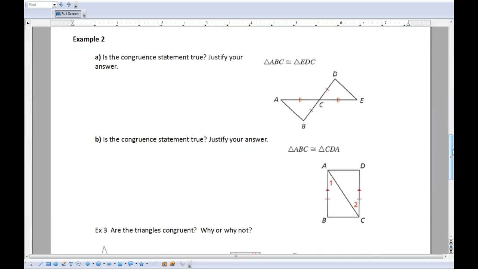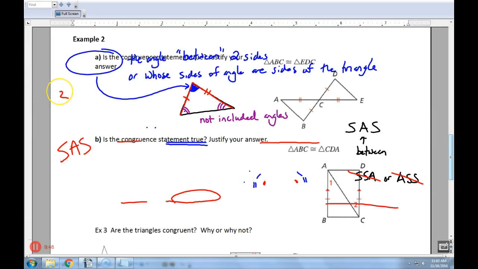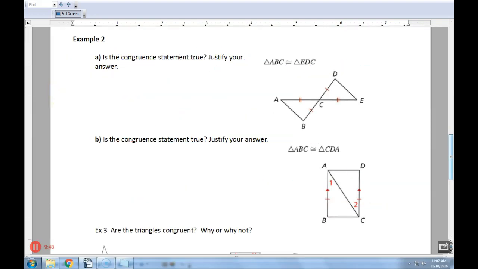So example 2, is the congruent statement true? Justify your answer. So I'm looking at these two triangles, and I have one set of sides, I have another set of sides. So I got my two sets of sides. I don't think there's any way to say that DE and AB are congruent to each other. I think that would just be speculation. So I'm not going to be able to use side, side, side on this one. But I do see an X. I do see some crossing lines.